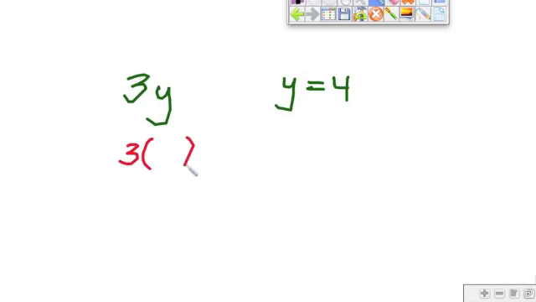All right, let's try one where we have something like 3y. And I'm telling you that y equals 4. Okay, again, a quick substitution. This is going to be 3, and I'm going to add some parentheses here just to show that I'm multiplying, because I know whenever a number is right up against a variable, it means to multiply. And so now, my last step is to do the actual operation of 3 times 4, which is going to give me 12.